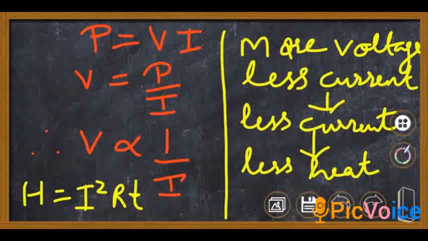So more voltage, less current, less heat will be generated, that is for sure, but less current also will be reaching the other end. So considering both the factors of high and low, the generation is done at 11 kV.